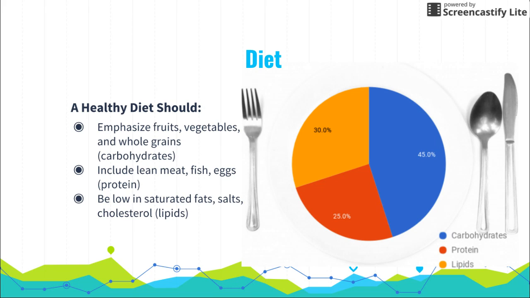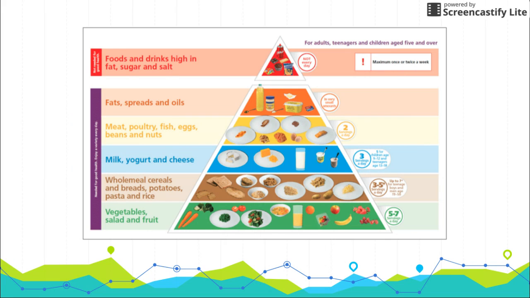Shown on the right is a graph of about how much of each you should eat. Shown here is a picture of the food pyramid. At the bottom is vegetables, salads, and fruit, meaning the carbohydrates that you should eat. The things on the bottom of the pyramid need to be eaten more, or have more servings per day, than things on the top. So you should have more meat, poultry, and fish, which is protein, than fat, spreads, and oils, which is unhealthy lipids.